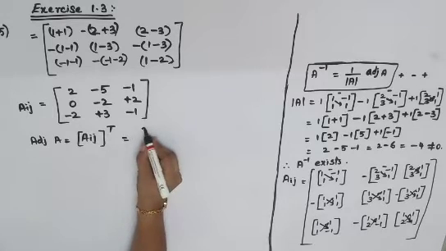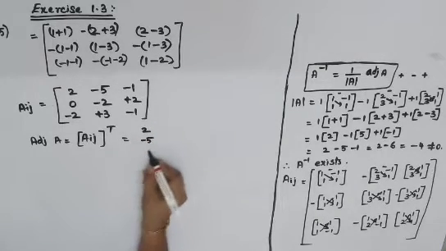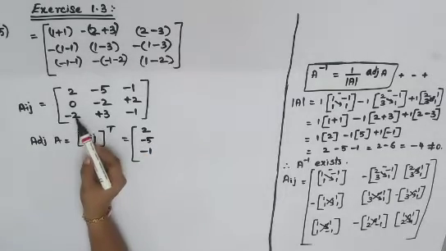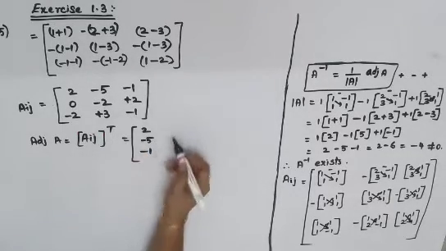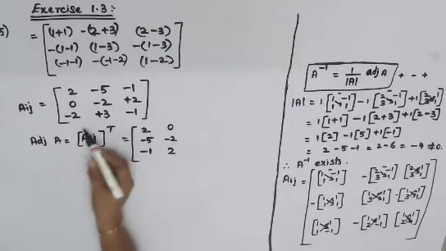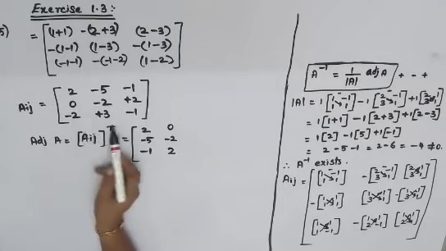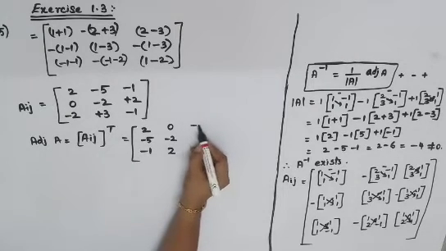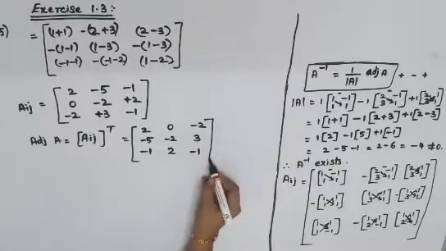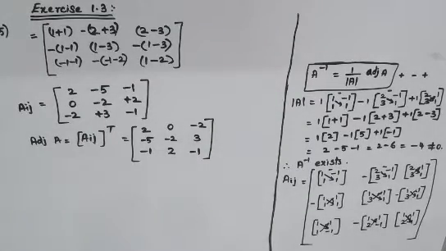Here the first row, 2, minus 1, minus 5, minus 1, will become your first column. The second one, 0, minus 2, plus 2, becomes the second column. The third row, minus 2, 3, minus 1, will become your third column. Now this is your adjoint of A.